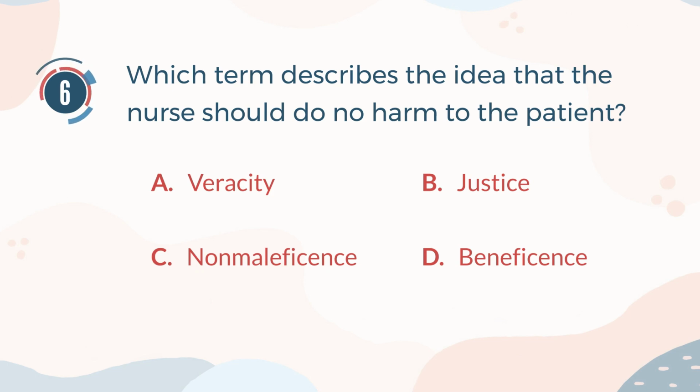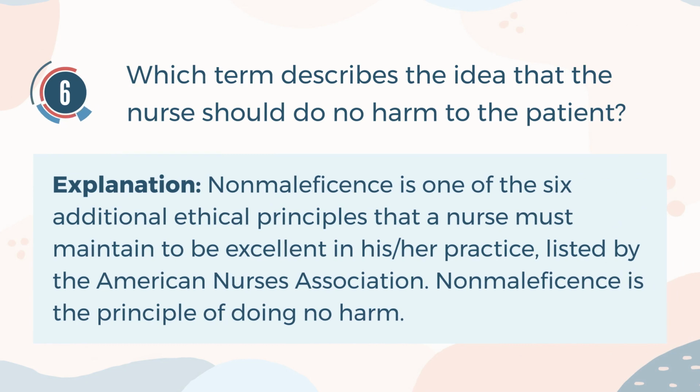The correct answer is C. Non-maleficence. Explanation. Non-maleficence is one of the 6 additional ethical principles that a nurse must maintain to be excellent in his or her practice, listed by the American Nurses Association. Non-maleficence is the principle of doing no harm.